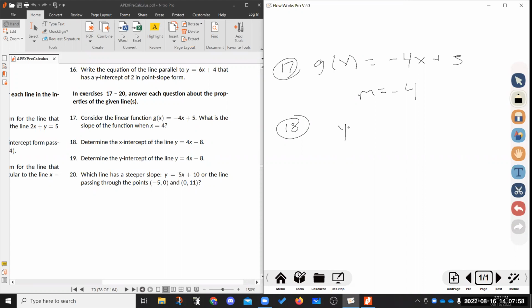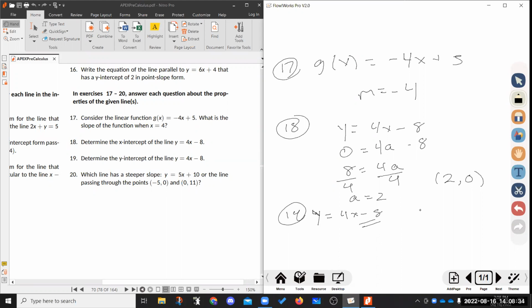Determine the x-intercept of the line y is equal to 4x minus 8. The x-intercept comes from when y is equal to 0. I'm going to call that x value a. So my x-intercept is at (2, 0). Determine the y-intercept of y equals 4x minus 8. I can read that right off of there, that the y-intercept is (0, -8).